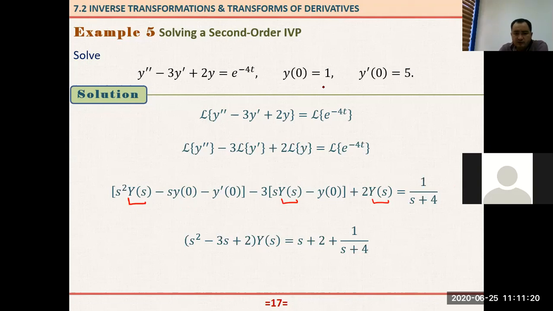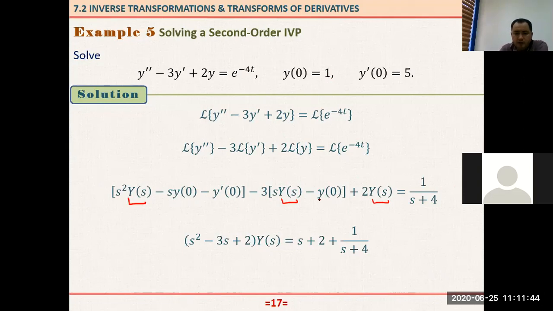What is y of 0? It is equal to 1. So here we have minus s. Take to the right hand side, here we have s, right? Y prime of 0 is equal to 5, right? And also here we have 5. Minus 3 times minus 5 is 15, right?